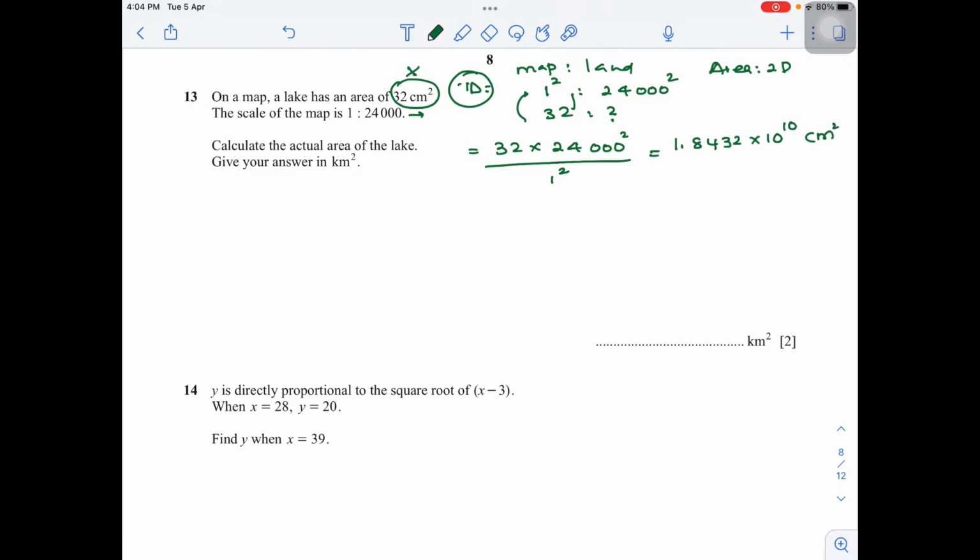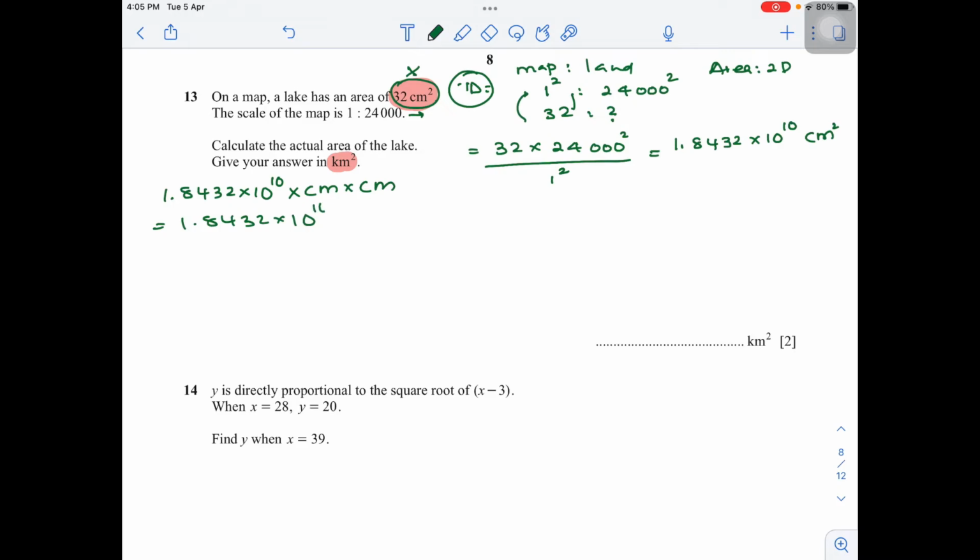Now that's square centimeters, because the area was in square centimeters. That means whatever we got, everything is in square centimeters. But the answer we need is square kilometers. So let's change it. First, square centimeters will be changed into square meters. So 1.8432 times 10 to the power 10. Square centimeter is centimeters times centimeters.